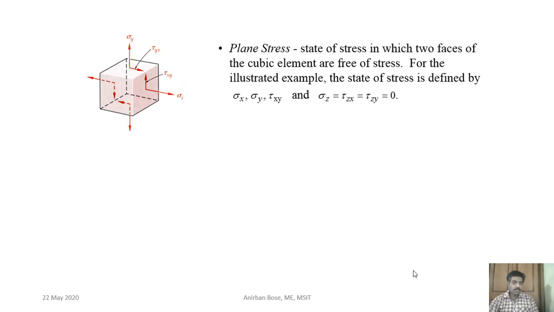Now let us make it simple and consider a plane stress situation. In a plane stress situation there is no sigma z. We are considering the plane as the xy plane, so there will be no sigma z component, and tau zx and tau zy components are also 0. So out of those six independent components, there are now only sigma x, sigma y and tau xy. These three components are there: two normal stresses and one shear stress component.